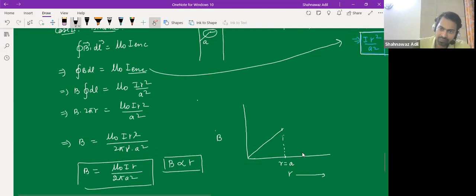So this is B directly proportional to R, and then this is B, which is inversely proportional to R. Is this part clear to you guys? Is this part clear? Yes, sir.